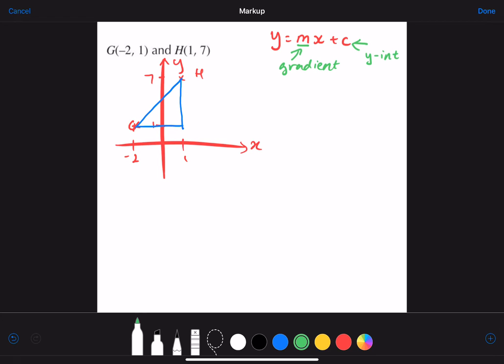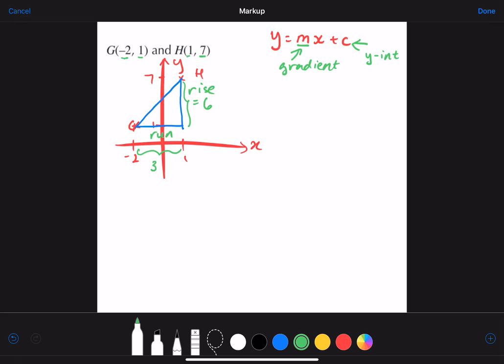Now if you recall, we need to find the rise and the run to help us find the gradient. So in this case, between 7 and 1, the rise is actually 6 units. Now, between negative 2 and 1, the run is 3 units. Of course, you can also use other ways, like finding the difference in y values, that will also give you the rise, and finding the difference in x values, that will give you the run.